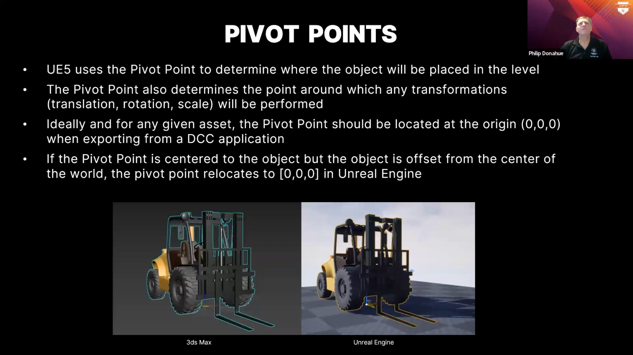It's ideal for any given asset to have that origin when you're exporting from your DCC to be at 0, 0, 0 in the world. So right there at the center of the grid. And if the pivot point's centered, but the object is offset from the center of the world, then it's going to relocate to 0, 0 on Unreal Engine. So basically, you want that pivot point to be where it's supposed to be, so that way when you bring it into Unreal, it's gonna be where you drop it and where you want it, and it's gonna rotate and move and scale based off of that pivot point.